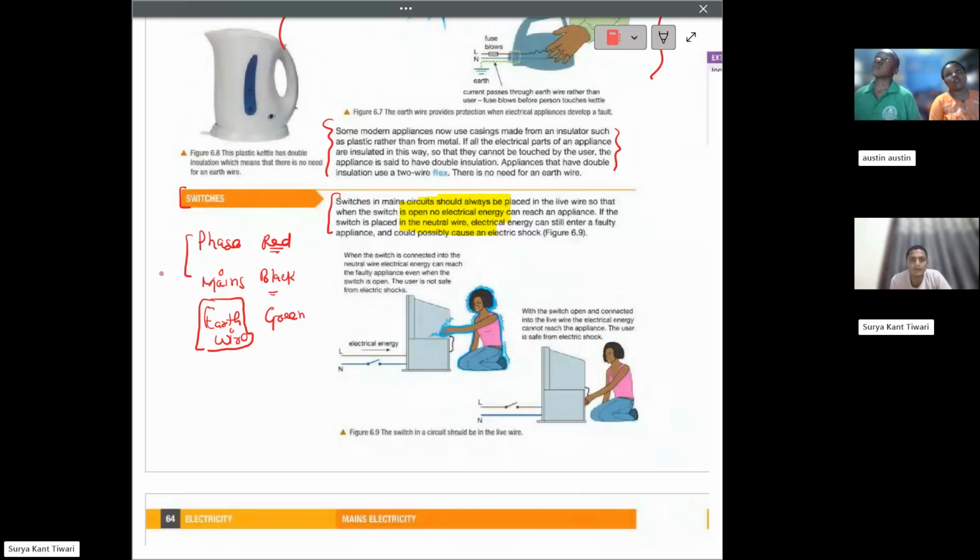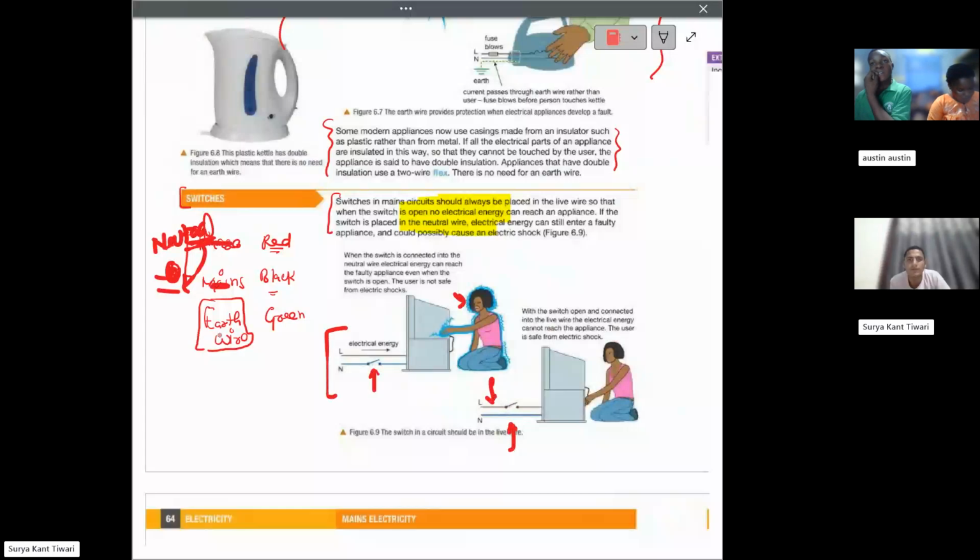Like there are two wires, and the switch is always connected with one of the wires. So if that switch connects to the neutral wire, you can still get the shock. So you have to connect the switch to the other wire. This is what they are telling. When the switch is connected into the neutral wire, electricity can reach the faulty appliance even when the switch is open. The switch is not turned on, but still the person can get shocked. But if the switch is not in the neutral wire, but in the live wire, then the person is safe.